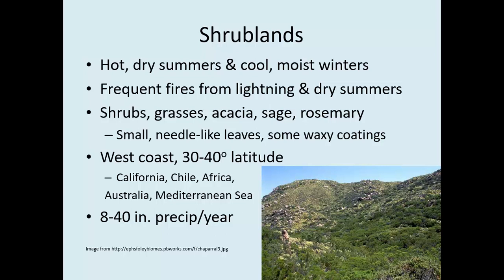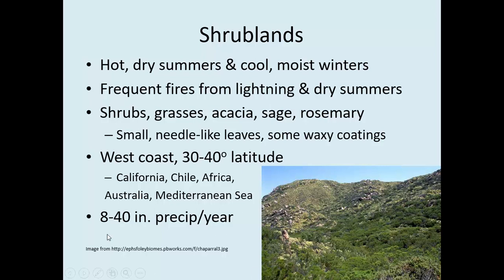Shrublands tend to lie between the 30 and 40 degree latitude, and they're on the western coasts. So some examples of shrublands, you can find them in California, you can find them in Arizona too, Chile, Africa, Australia, and along the Mediterranean Sea. And I don't know if I mentioned the precipitation, 8 to 40 inches per year.